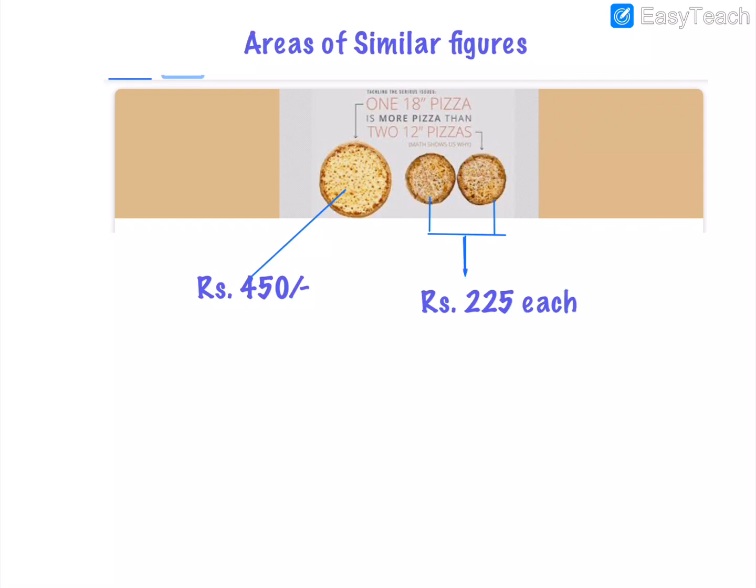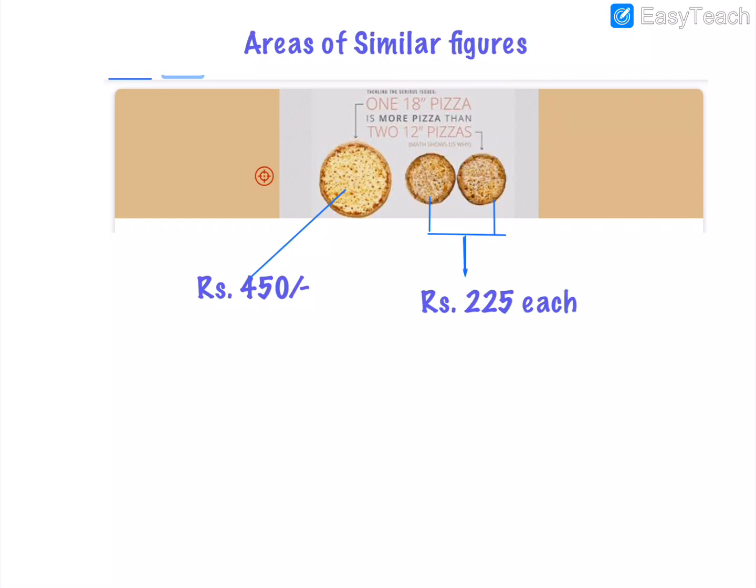Here we have pizzas. If you go to some pizza shop, there is a big pizza, and its diameter is 18 inch, and there are smaller pizzas also available, and their diameter is 12 inch. The bigger pizza is 450 rupees and the smaller pizzas are 225 each. So which one will you buy? You have exactly 450 rupees, whether you will buy this bigger one or these two smaller ones. And your target must be to get the maximum pizza.